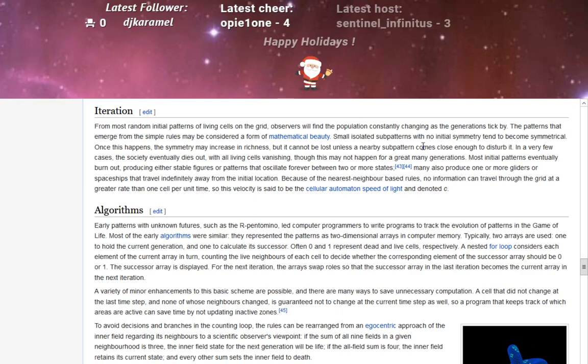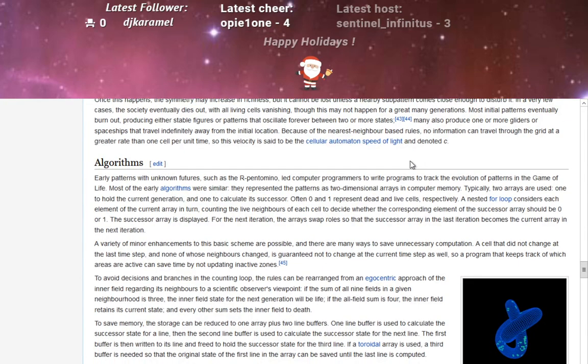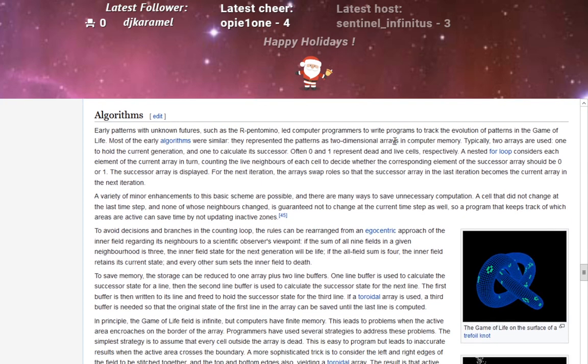A nested for loop considers each element of the current array in turn, counting the live neighbors of each cell to decide whether the corresponding element of the successor array should be 0 or 1. The successor array is displayed. For the next iteration, the array swaps roles, so that the successor array in the last iteration becomes the current array for the next one.